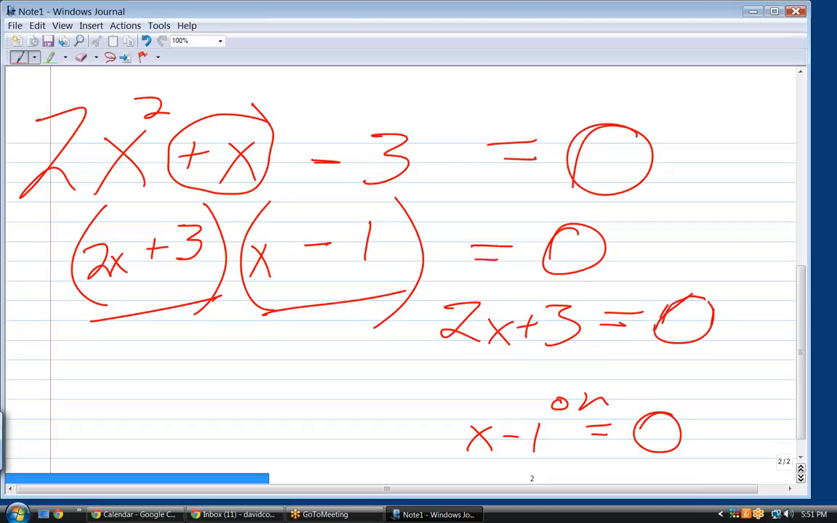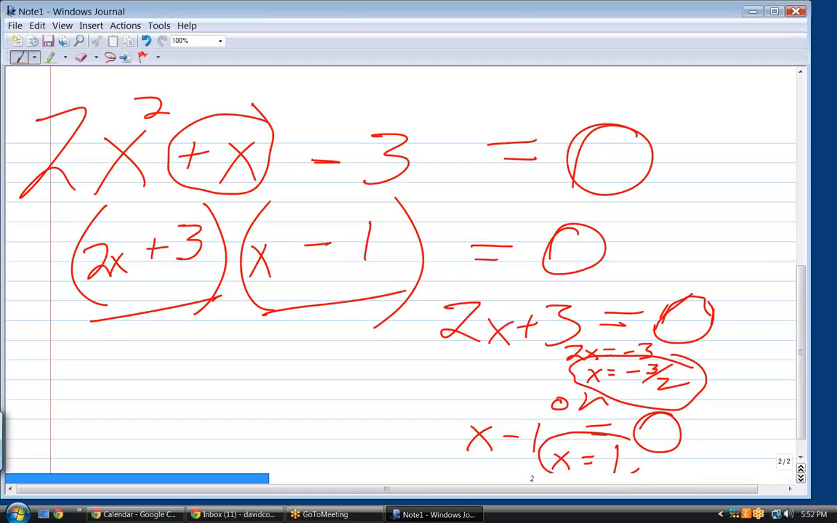Solve the first equation. So 2x would be negative 3. Right? Now, so x would equal negative 3 over 2, or negative 1.5, right? Let's just leave it as an improper fraction like that. And in the bottom one, if x minus 1 equals 0, what's x equal? 1. Okay. So there's your two answers.